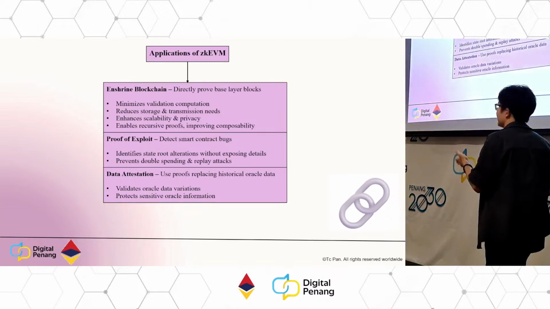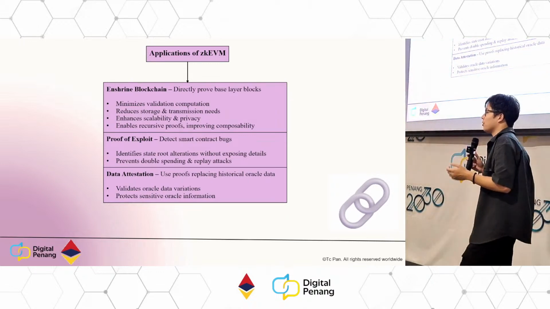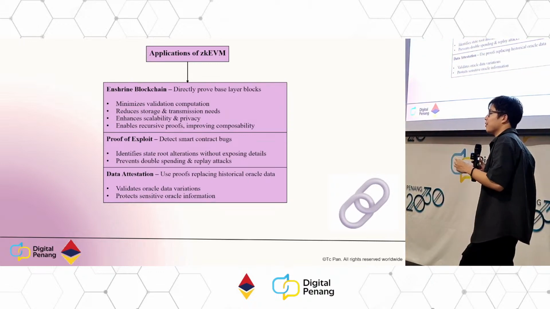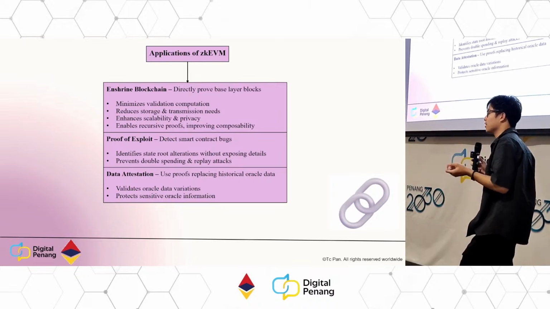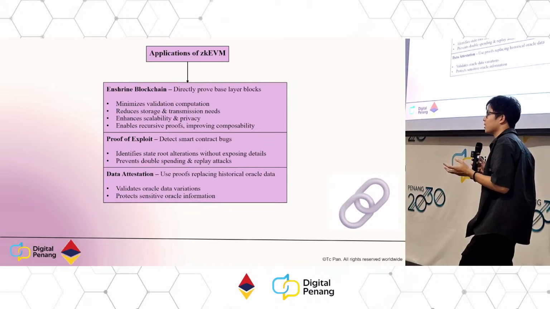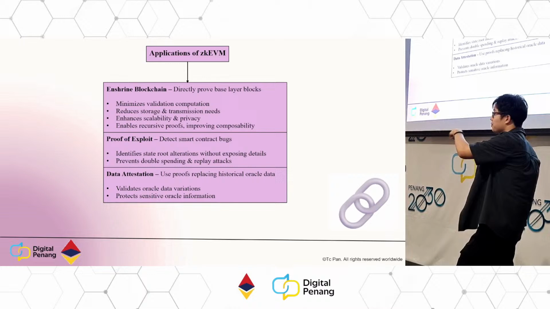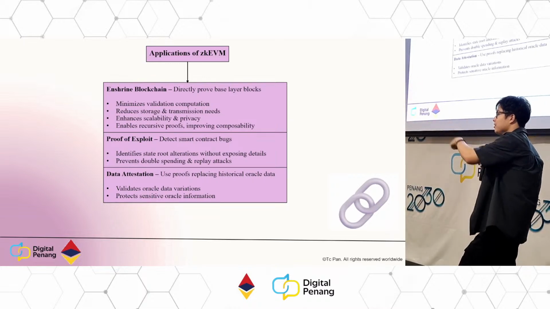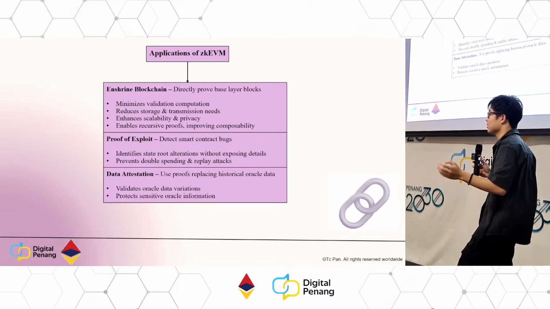And the last one is data attestation. As we know, for blockchains to obtain information regarding the outside world and environment, we need something known as an oracle. An oracle is basically a protocol to get real-time data from a certain environment, or from the overall environment, and pass it into the blockchain.